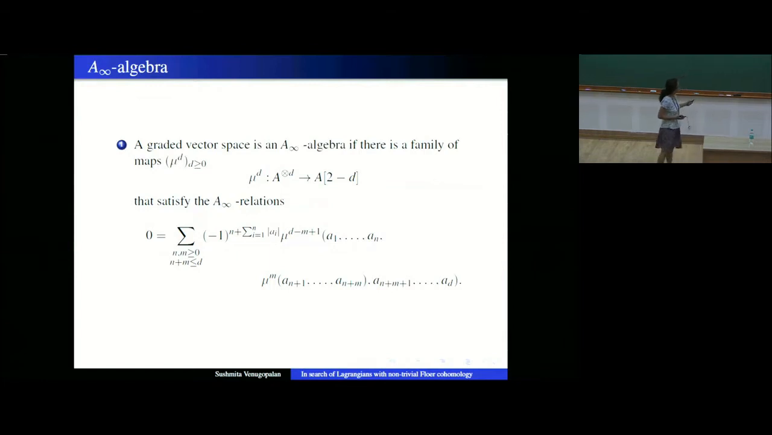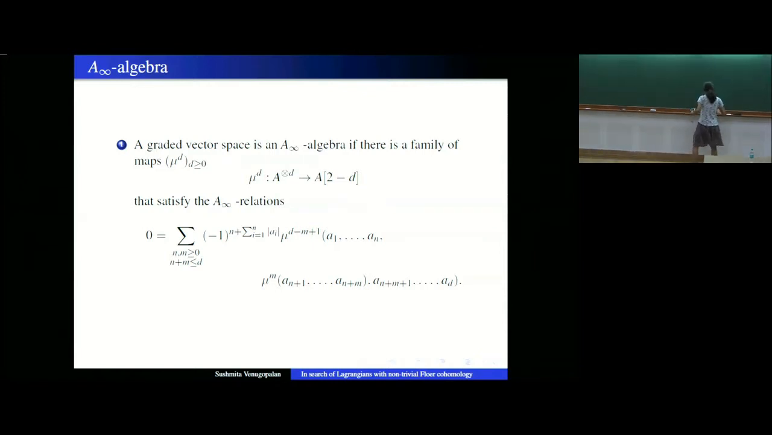So an A-infinity algebra is a graded vector space along with a family of maps. Each of these maps takes d inputs and spits out an output. So 2 minus d is just a shift in grading. You may note that for now, but it's really something that takes in d inputs and gives an output. And this family of maps satisfies this relation, which I now explain through a picture.